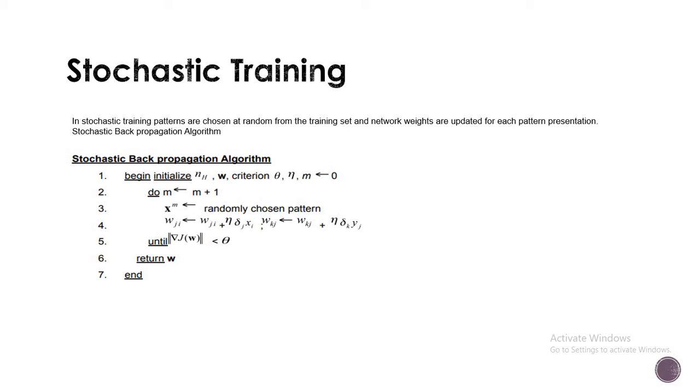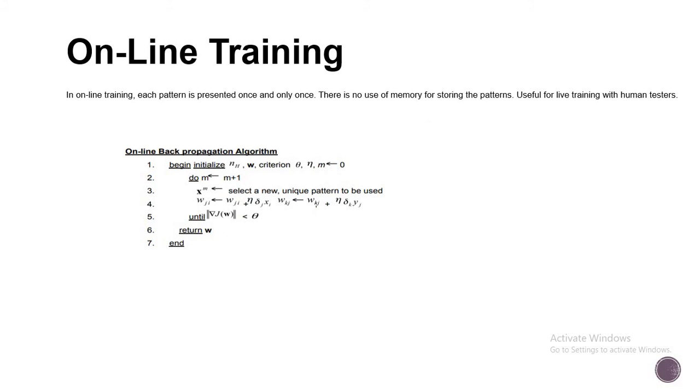Third step, xm is equal to a randomly chosen pattern. Fourth step, wji equal to wji plus eta of delta j xi, and wkj equal to wkj plus eta of delta k yj. Repeat the steps until the change in w is less than or equal to theta. And in step 6, return the value of weight, that is w, and in the 7th step, end.